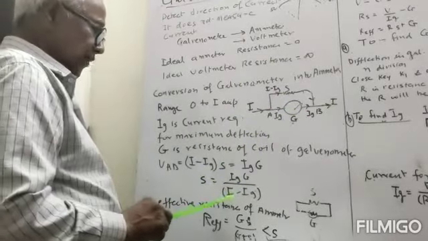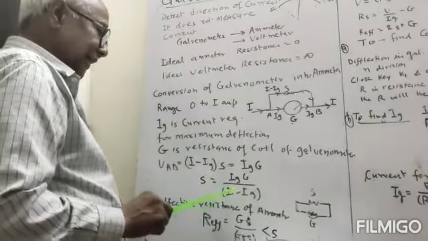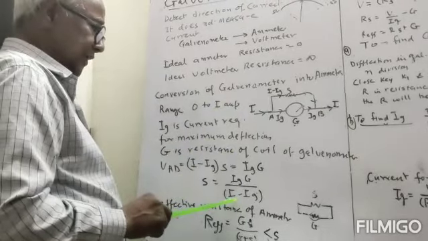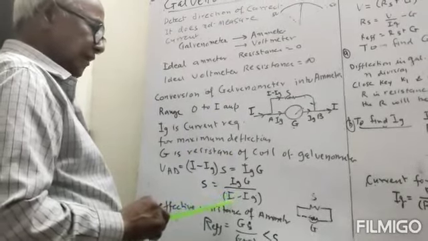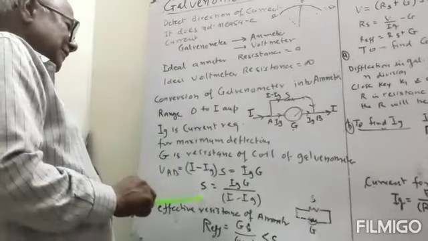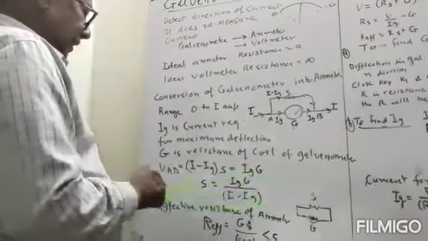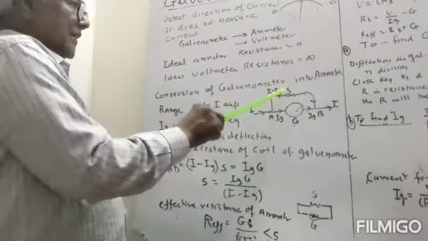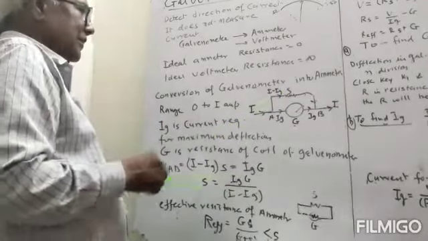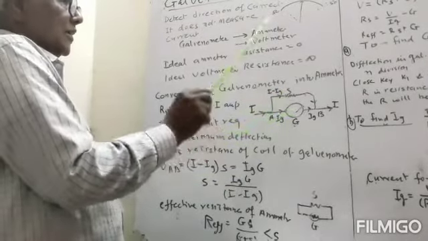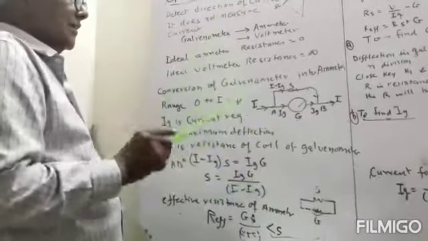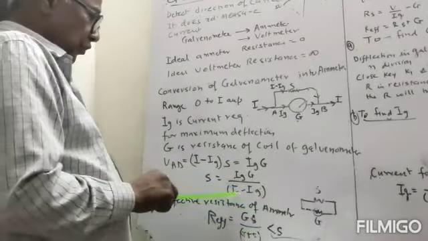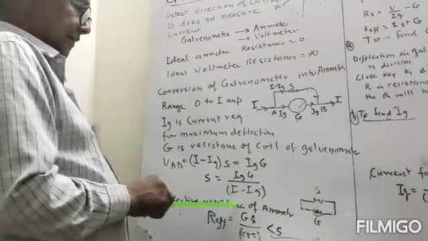So S will depend upon I, meaning the range from 0 to I. Suppose I is equal to 2, then we will put 2 ampere. If I is in microampere, then we will put microampere here. So S can be calculated by this formula, and we have the shunt resistance calculated here. Then this galvanometer will work as an ammeter which can measure from 0 to I ampere current.